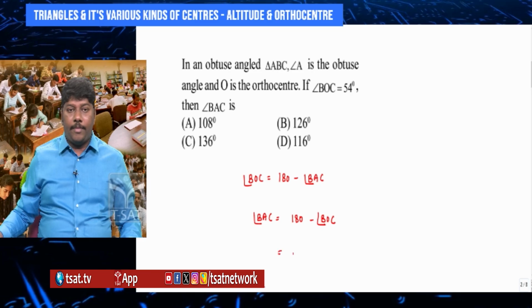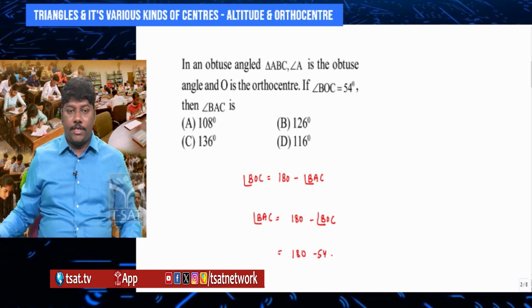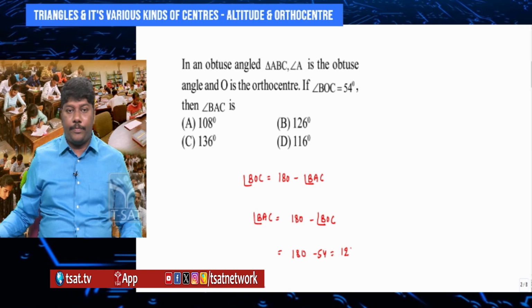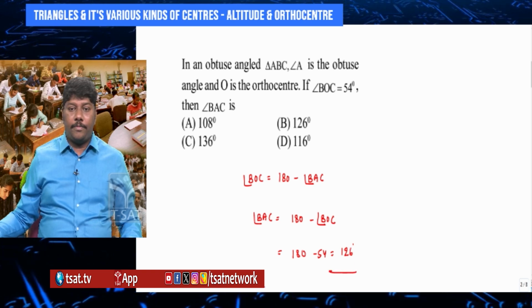So here 180 minus 54, answer is 126. Look at the next question.